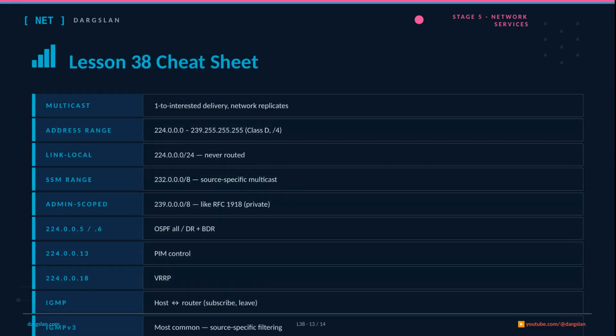And here's your cheat sheet, the things worth keeping close. Multicast lives in the Class D range, with 224.0.0.0/24 staying link local, 232/8 reserved for source-specific delivery, and 239/8 acting like the private space of multicast. Memorize a few well-known addresses too. 0.5 and 0.6 for OSPF, 0.13 for PIM, 0.18 for VRRP. And remember, IGMP is how hosts join, with version 3 being today's default because it can filter by source.